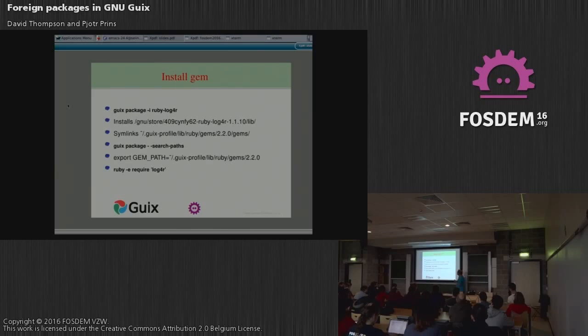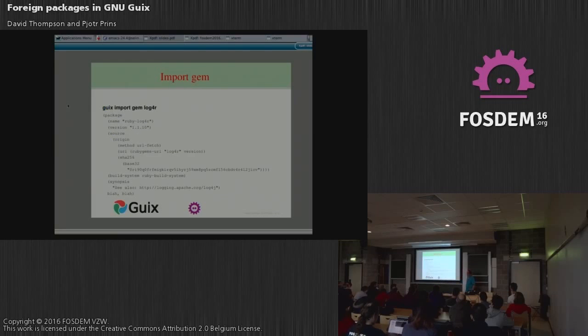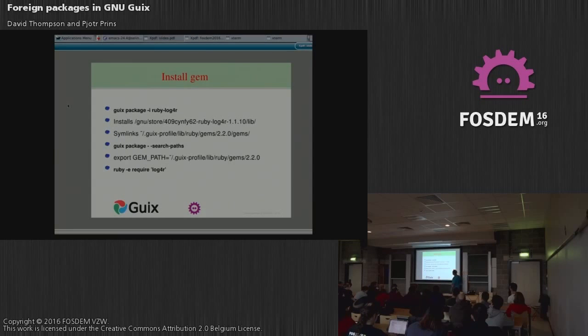So where are we now? You can say guix package -i ruby-log4r. That same package definition that you saw here, we added to the Guix tree, and now we can simply install it. It installs the package into the store, so in /gnu/store, then the hash value, ruby-log4r, and since it's a gem that only contains a lib, it adds a lib directory.